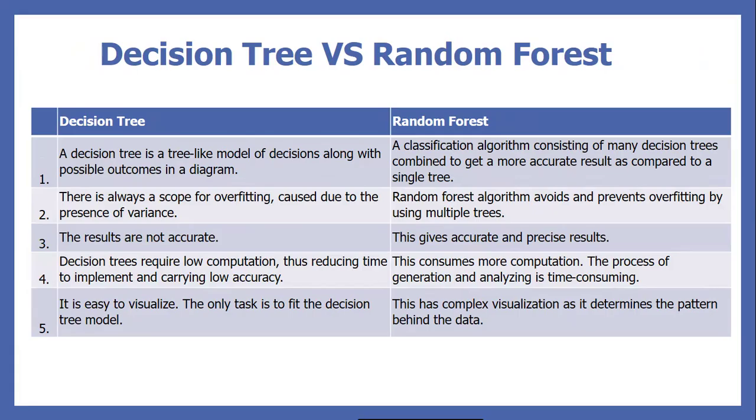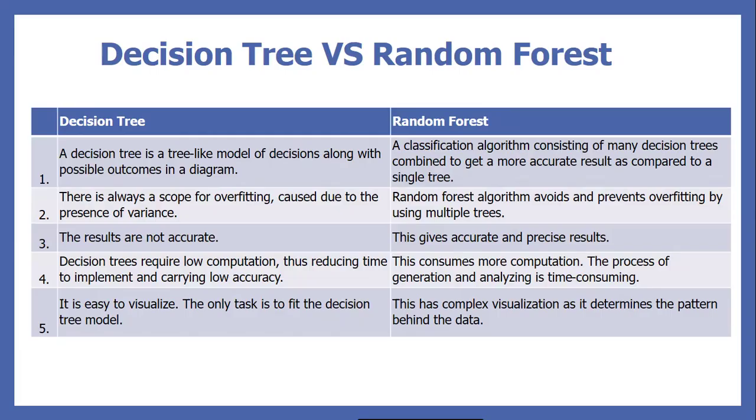A decision tree is a tree-like model of decisions along with possible outcomes in a diagram. Random forest is a classification algorithm consisting of many decision trees combined to get a more accurate result as compared to a single tree. There is always a scope of overfitting due to the presence of variance. Random forest algorithm avoids and prevents overfitting by using multiple trees. The results are not accurate in a decision tree, but random forest gives accurate and precise results.